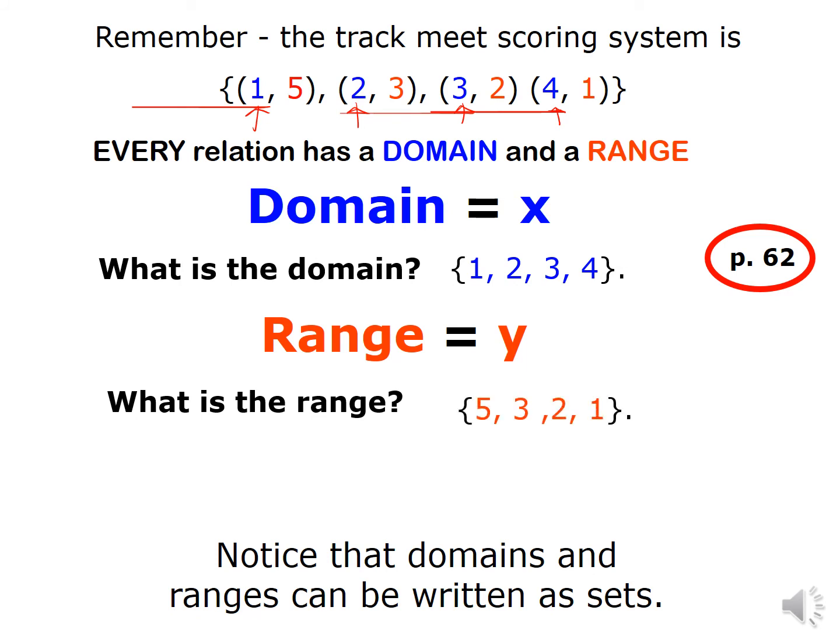This is on page 62 in your journal. Now, a lot of kids say, I don't remember which one goes with which. So if you think of these in alphabetical order, D and R, because that's alphabetical order, you'll remember that the domain goes with X and the range goes with Y. Notice that the domain and range can be written as sets here. This is when you have a discrete graph, which means you have dots, because it is only represented by the points on the graph.